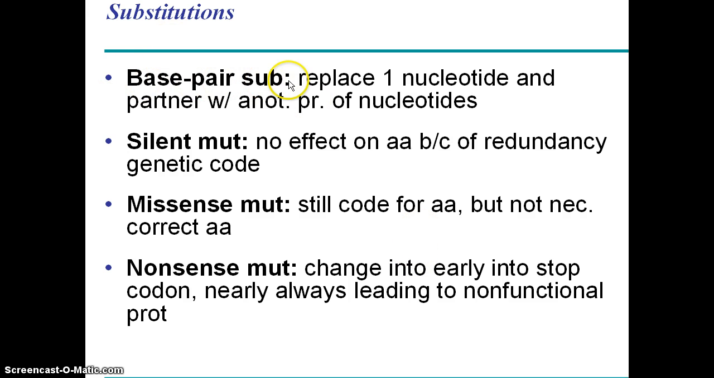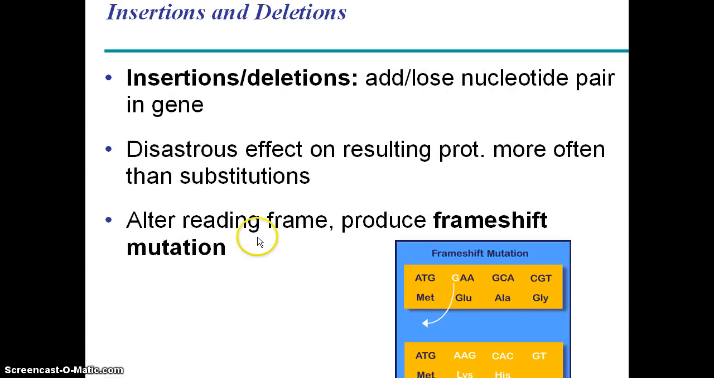So again, substitutions occur when you replace one nucleotide or one pair of nucleotides with another. Silent mutations, there's a mutation, but you still get the same amino acid, so you still get the same resulting protein. We don't notice any problems. Missense mutation, we still get a polypeptide, but it's not necessarily the right sequence of amino acids. And then a nonsense mutation, you get an early stop codon, and that's big problems. Insertions or deletions, we're adding or losing nucleotides, oftentimes with deleterious effects, so it's harmful. And this is what ultimately we call frame shift.